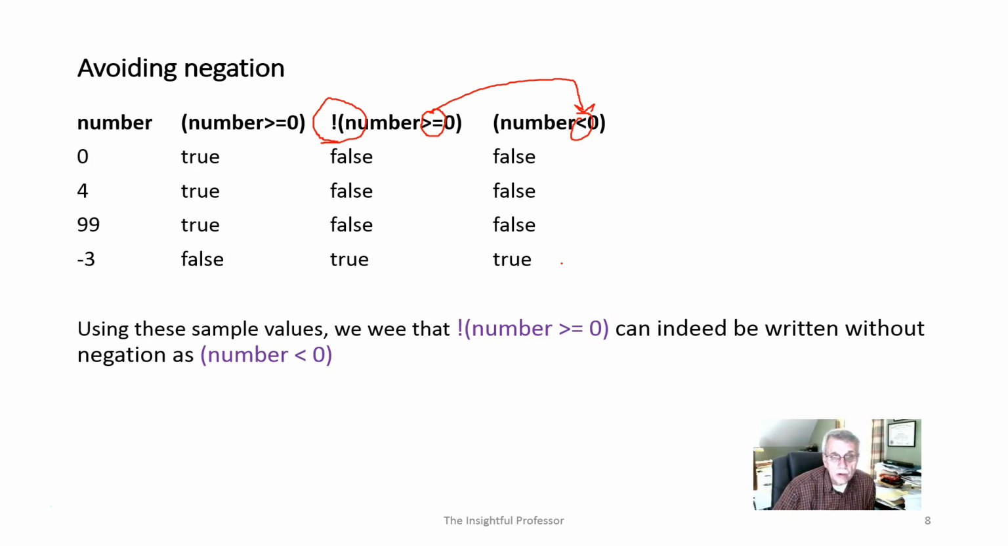And I encourage you to try out some of the other variations or possibilities within a table to confirm your understanding. So using the sample values that we've just seen, we do indeed see that the expression not number greater than or equal to 0 can indeed be rewritten without negation as number less than 0.